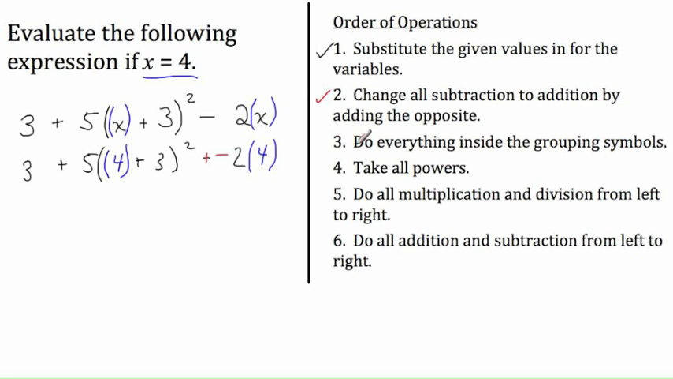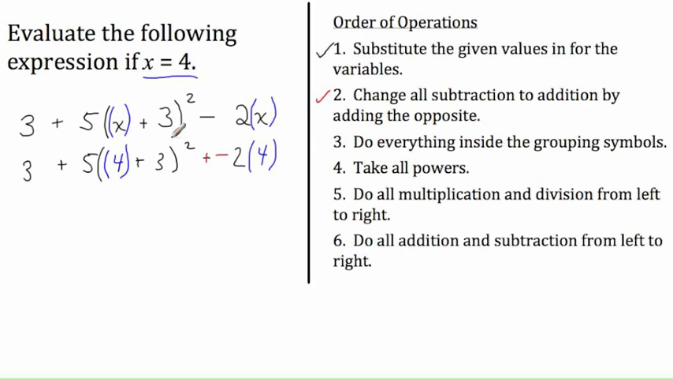Next we do step 3, do everything inside the grouping symbols. Now grouping symbols can be anything from parentheses to brackets to even a fraction bar that separates a numerator from a denominator. A radical sign like a square root, you need to do what's inside that radical sign before you do anything else once you get to this step. In this case, we have a couple sets of parentheses, but some of those just have a number in it. This set of parentheses, for instance, has a 4 in it. There's nothing to do inside that grouping symbol.